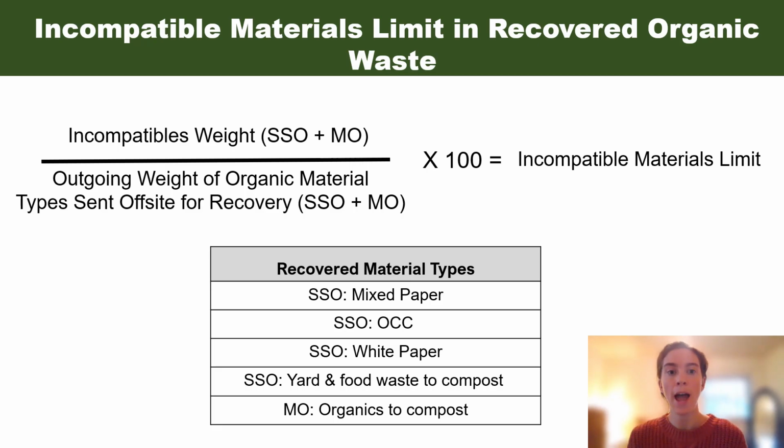This covers all the SSO and MO organic material types that Trash City recovered. Remember, they recovered mixed paper, cardboard, white paper, yard and food waste from the SSO stream, and then organics, food waste from the MO stream. So now let's start with the cardboard data we collected when we took measurements and figure out what we're really going to need for this calculation.